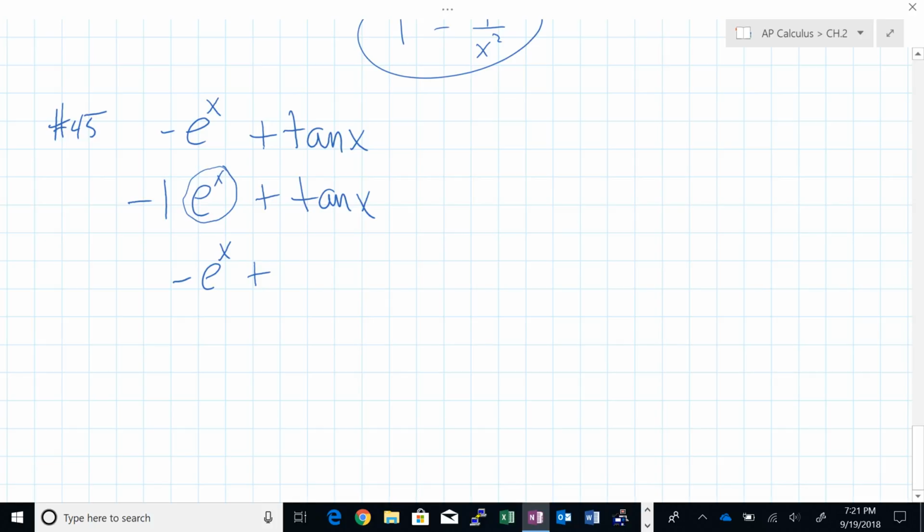Okay? And then what's the derivative of tangent? That should be secant squared of x. And you're done. Does that make sense, Ari?